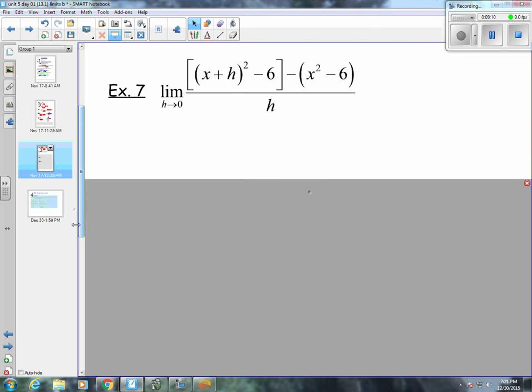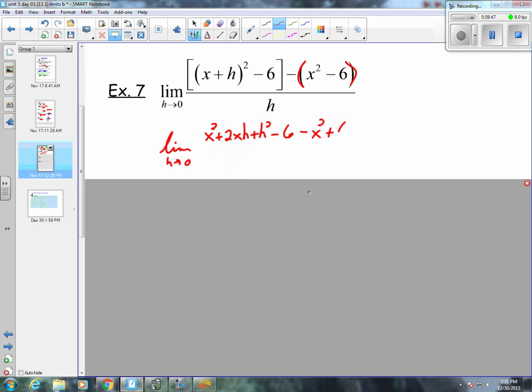Okay, so now let's look at this familiar form. What's the limit as h approaches 0? Well, the first question is, could we just plug in 0 for h? When you do that, you'll see that you're going to wind up with 0/0, so that doesn't help. So maybe we should go ahead and expand this out and see what we got. So we're going to get the limit as h approaches 0 of x² plus 2xh plus h² minus 6. Be careful here, make sure you distribute the minus sign. Minus x² plus 6 all over h.